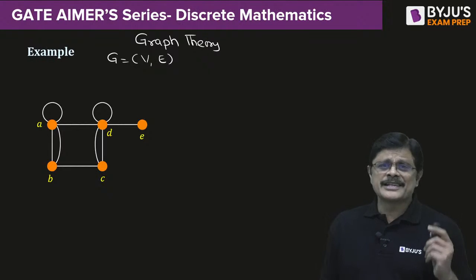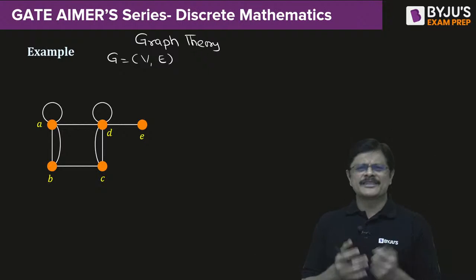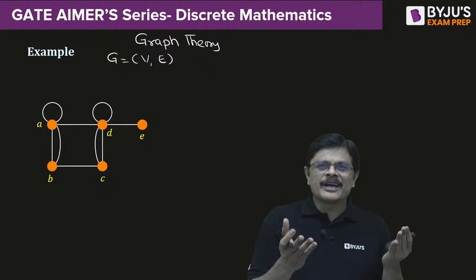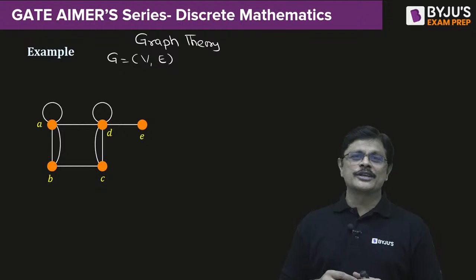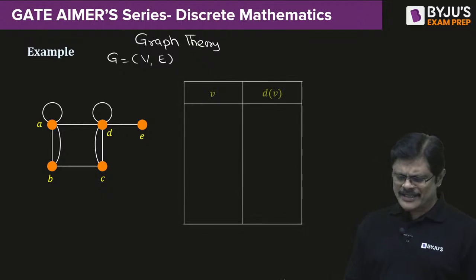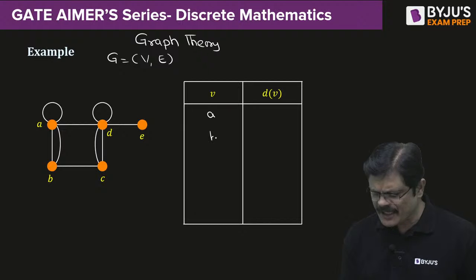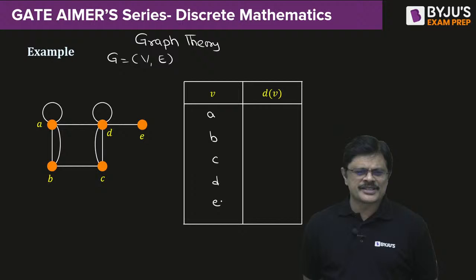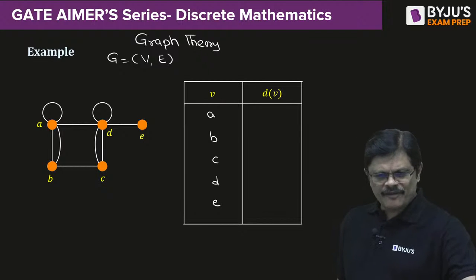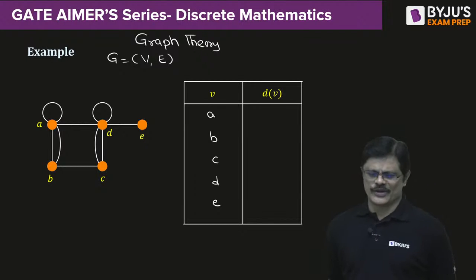Now, this is about the graph, my dear friends. In a graph, mainly vertices will be there, edges will be there, and one more interesting concept is the degree of a vertex. So let us see for this particular graph. Let us take the vertex A, vertex B, vertex C, vertex D, and vertex E. Please tell me what is the degree of each vertex.